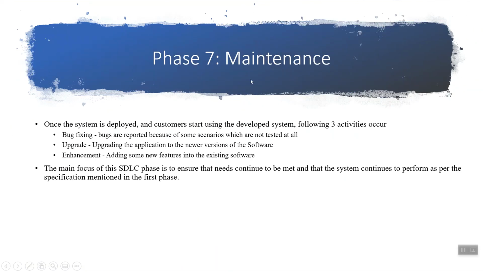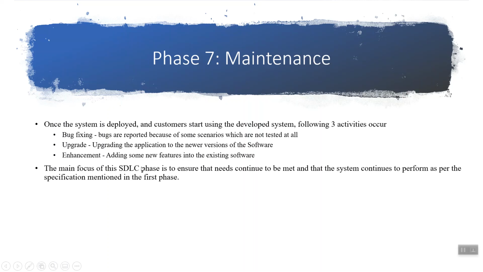The next and the last phase of the software development lifecycle is maintenance. Once the system is deployed, the customer starts using the developed system. So here the following three activities occur. First one is bug fixing, where bugs are reported because of some scenarios which were not tested at all. Second one is upgrade, upgrading the application to the newer version of the software. Third one is enhancement, adding some new features into the existing software.